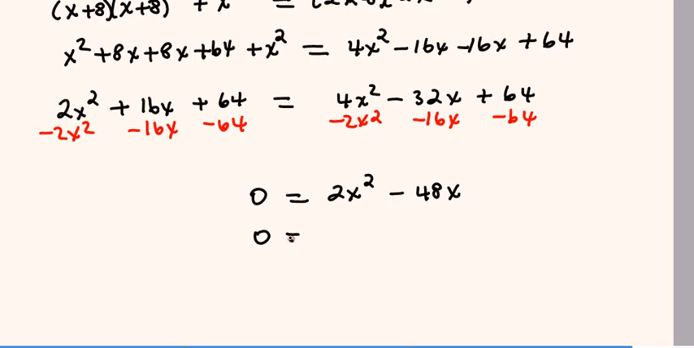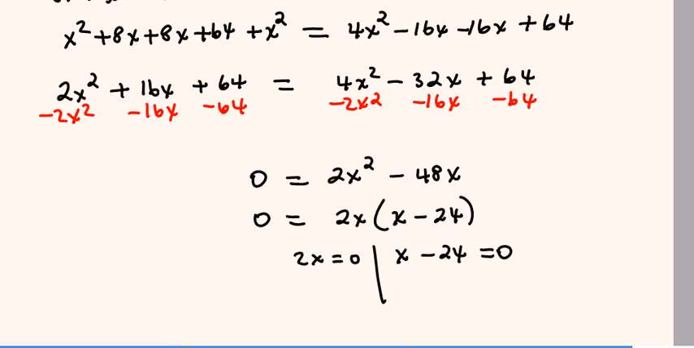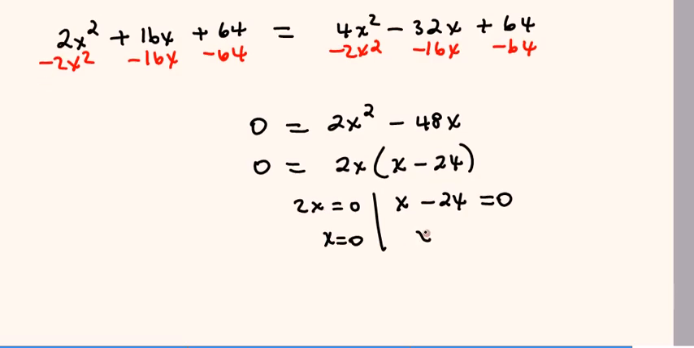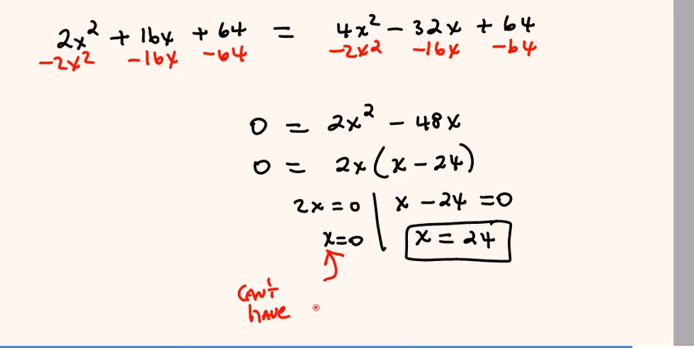We solve this by factoring the right side. We can factor out a GCF of 2x, which would leave us in the parentheses x minus 24. And then we set each factor equal to 0 and solve. And this one leads us to x is equal to 0, and this one leads us to x is equal to 24. Now, the only solution that will work in this particular problem is x is equal to 24. We can't have a 0 length for a leg of a triangle, so we toss that answer out, and the length of the shorter side would be 24.